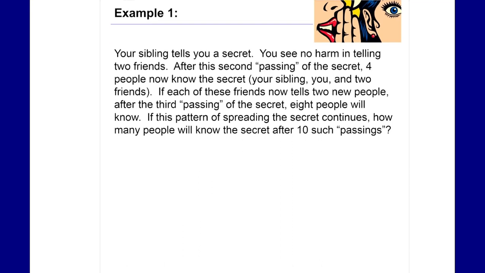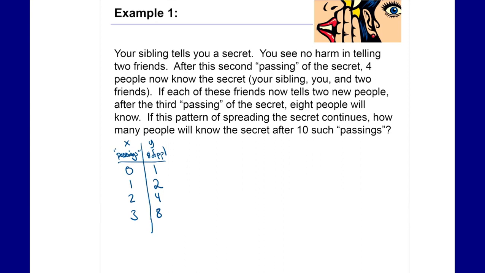I'm just going to draw a table quickly so we can visualize what's happening. x will be the number of passings, and y will be the number of people. After 0 passings, there is just 1 person, your sibling. After 1 passing, you and your sibling know, so now there's 2 people. After the next passing, you tell 2 friends, so now there's 4 people. The third passing, 8 people now know.